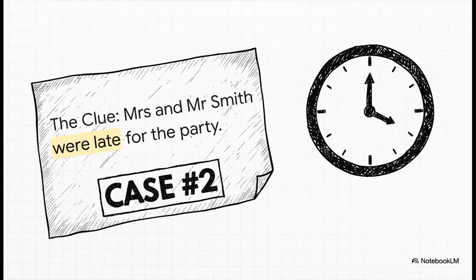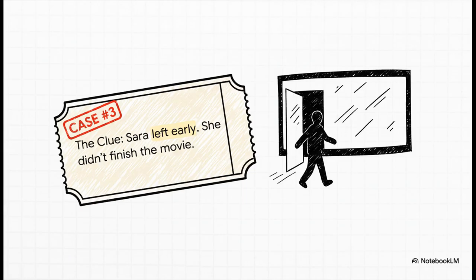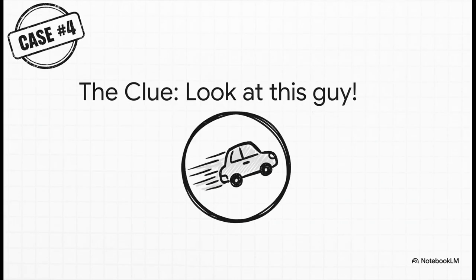And on to case number 2. The official report says, Mrs. and Mr. Smith were late for the party. That little word were is your key clue. What kind of deduction can you make? Okay, case number 3. Sarah left the cinema early. She didn't finish the movie. The verbs in that sentence tell you everything you need to know. What's your theory on this one? And for your final case, this one's happening live right in front of you. Look at this guy. He's driving so fast. What do you think is going on there?